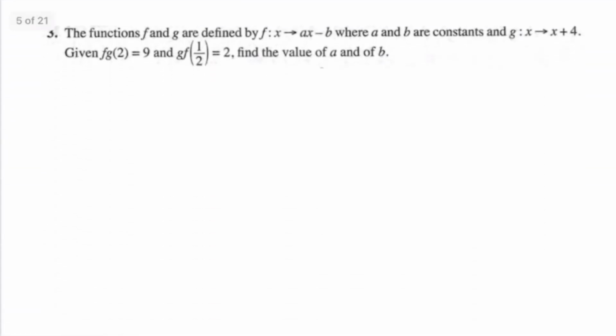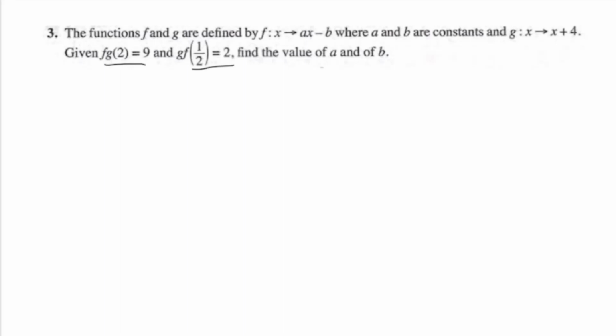Question number 3. So functions f and g are defined by f(x) equals ax minus b and g(x) is x plus 4. So it's rather similar to the question just now, number 2. So we have to use these two pieces of information here. We start off with fg(2) equals 9 to form the first equation. gf(half) equals 2 to form the second equation, and we solve them simultaneously.